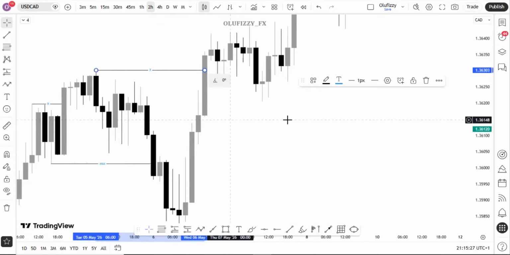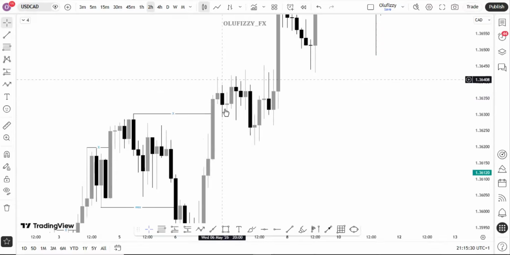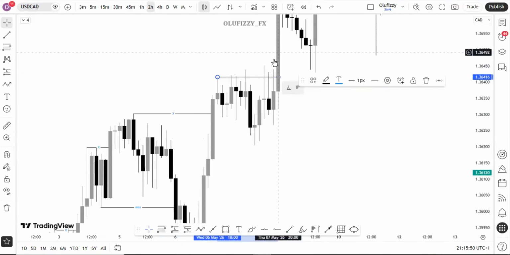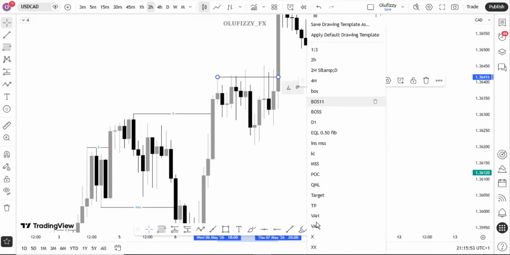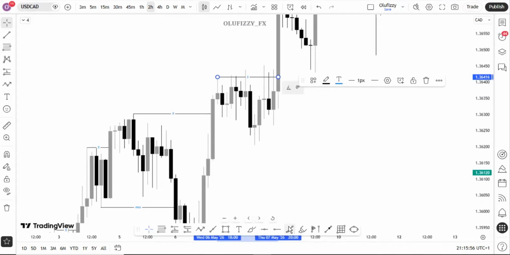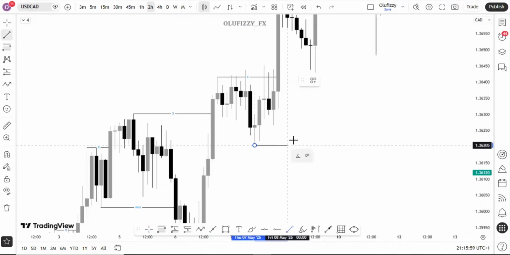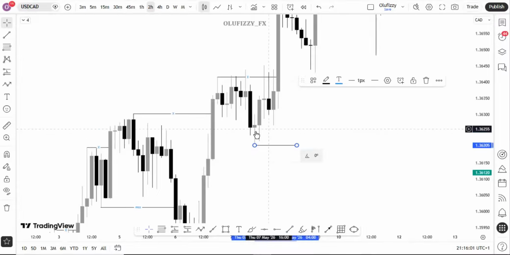So from there, another high was created, but price comes here, wicks it out, and drops back again. It comes back here, wicks it out. This is not a true break until we have the body of the candle break. So this is where we now have a break of structure again to the upside. Then we have this as our swing low. This is not our swing low, but the last low we have before the break of structure.